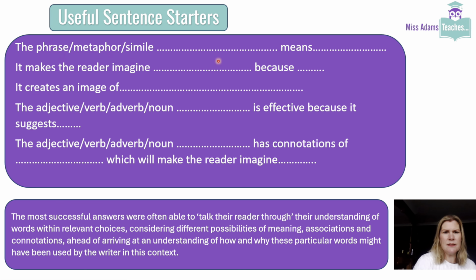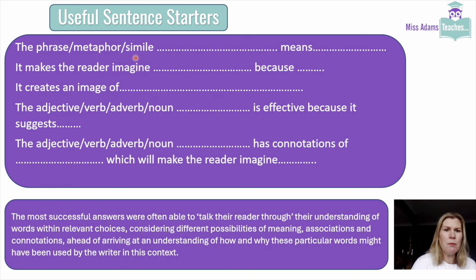So the phrase such and such, this is where you would put your actual phrase in, means. Give a literal explanation of what it means. And then use one of these kinds of sentences. It makes the reader imagine such and such because, or it creates an image of such and such to make the reader think of blah, blah, blah. Or you could actually put an adjective in there. It creates a particularly playful image. It creates a very exciting image of someone exploring new territories.